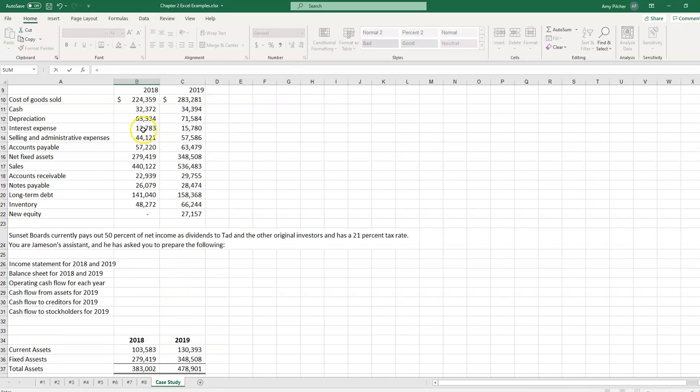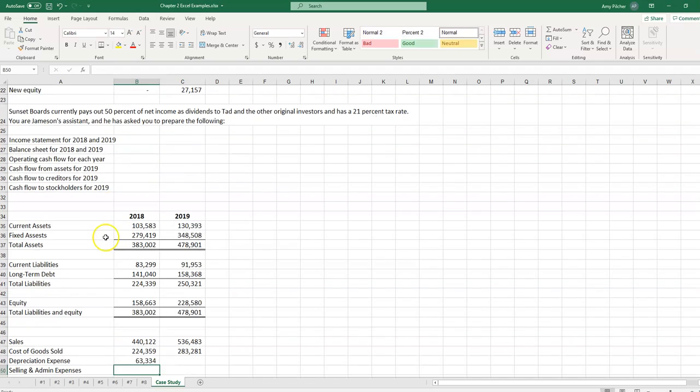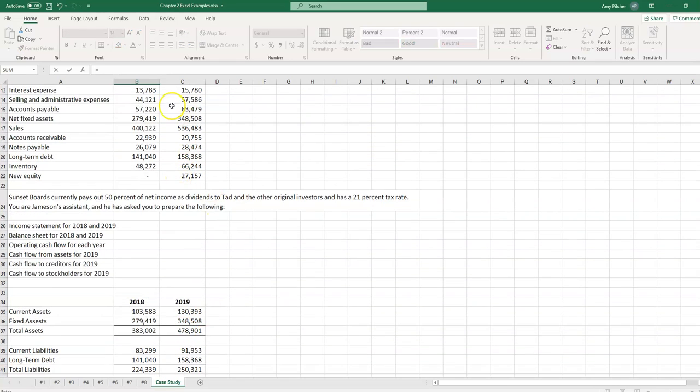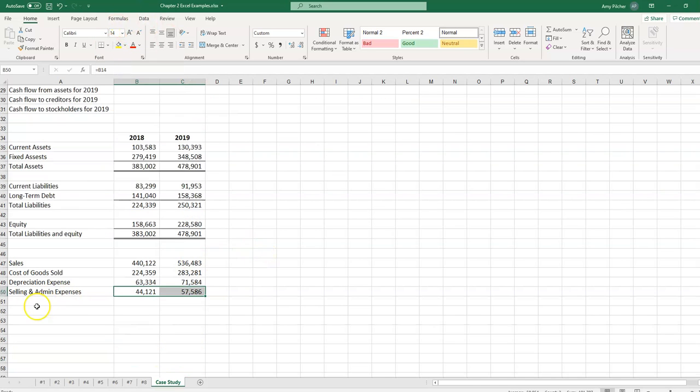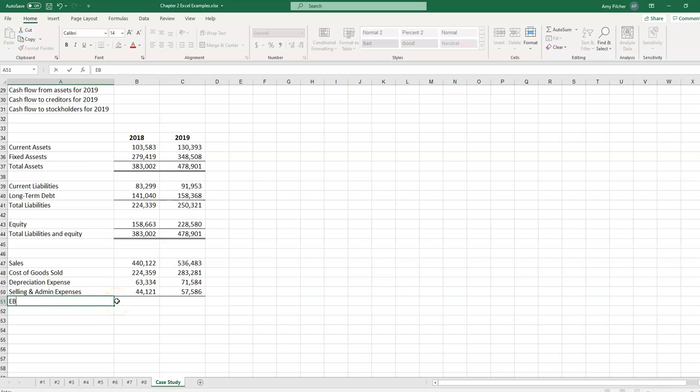The depreciation expense. And we could have added all of those together and just done general expenses. Since this is just a summary income statement, we don't have to list everything individually. Okay. And we have our earnings before interest and taxes, which is sales minus all of our expenses added together.